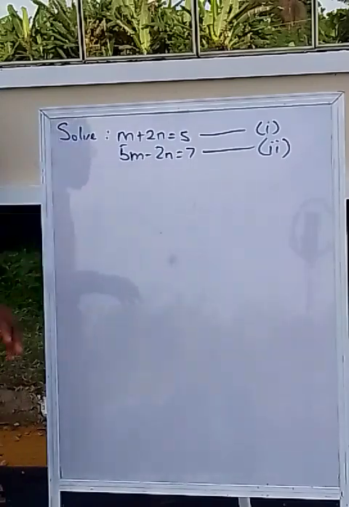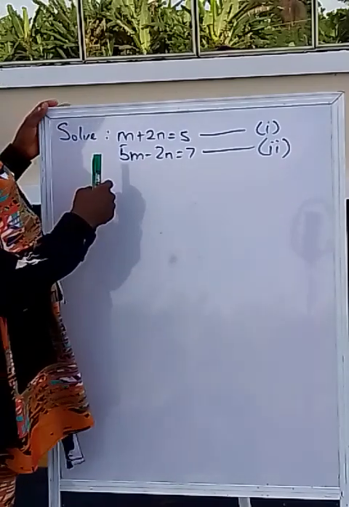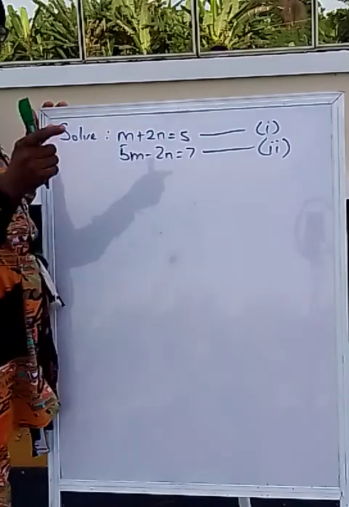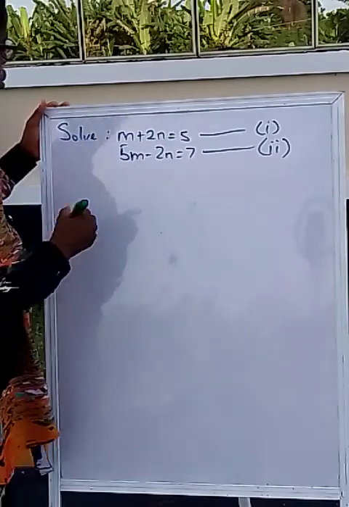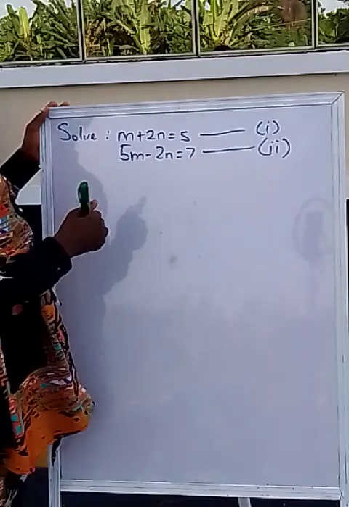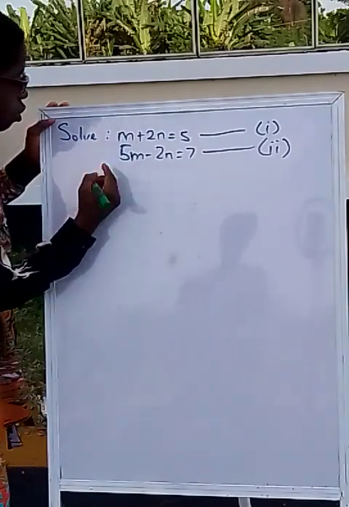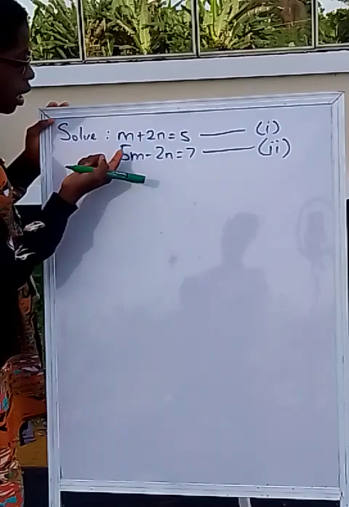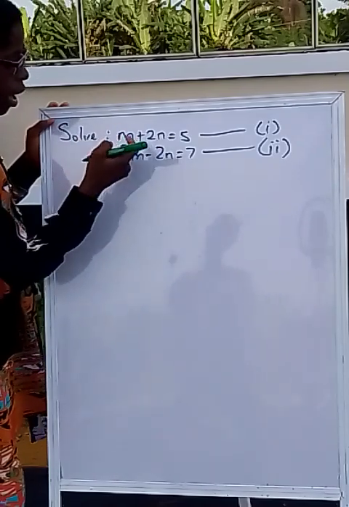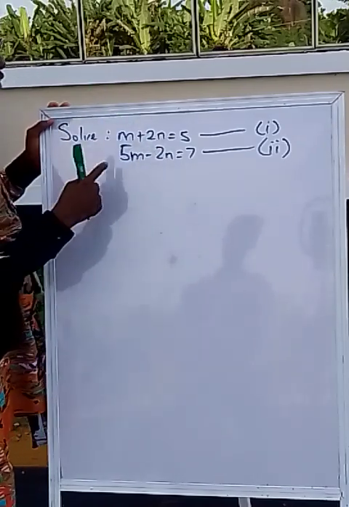This is simultaneous equation, and this one we're going to solve using the elimination method. So now, the first thing we have to do is to multiply everything we have in equation 1 by the coefficient of m in equation 2, and everything we have in equation 2 by the coefficient of m in equation 1.